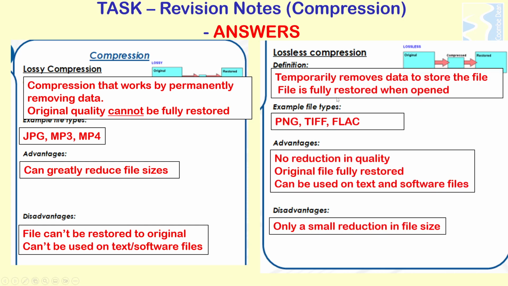And lossless temporarily removes data. The file can be fully restored when opened or uncompressed. File types include PNG or TIFF for images, and FLAC for sound. Advantages: there's no reduction in quality, you can get the full quality back, and it can be used on text and software. Disadvantages: only a slight reduction in file size, much smaller than lossy.